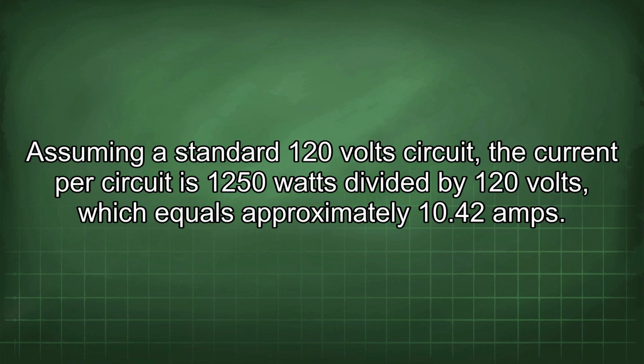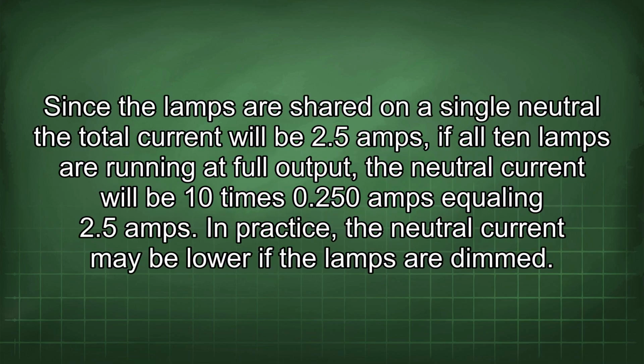10.42 amps. Since the lamps are shared on a single neutral, the total current will be 2.5 amps. If all 10 lamps are running at full output, the neutral current will be 10 times 0.250 amps, equaling 2.5 amps. In practice, the neutral current may be lower if the lamps are dimmed.